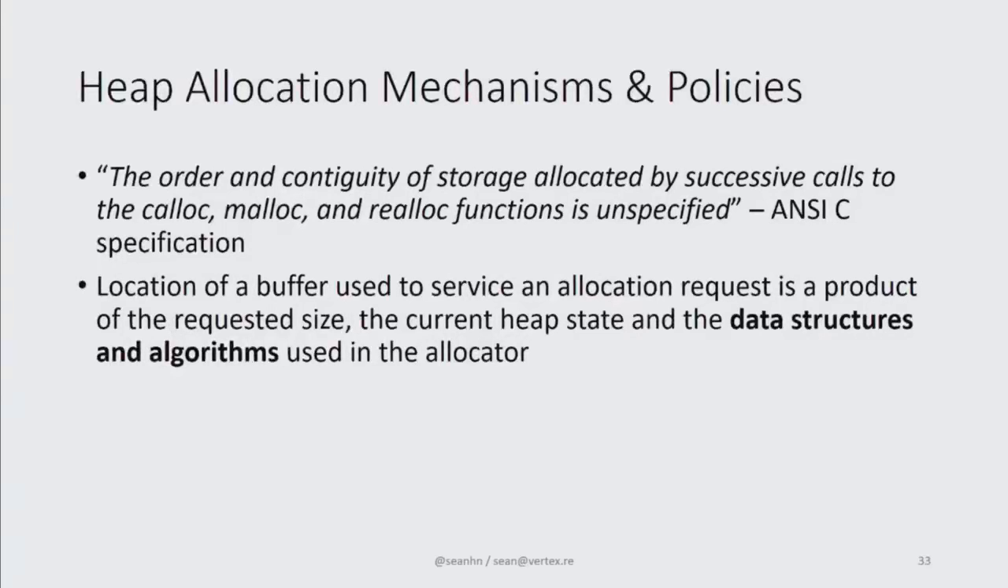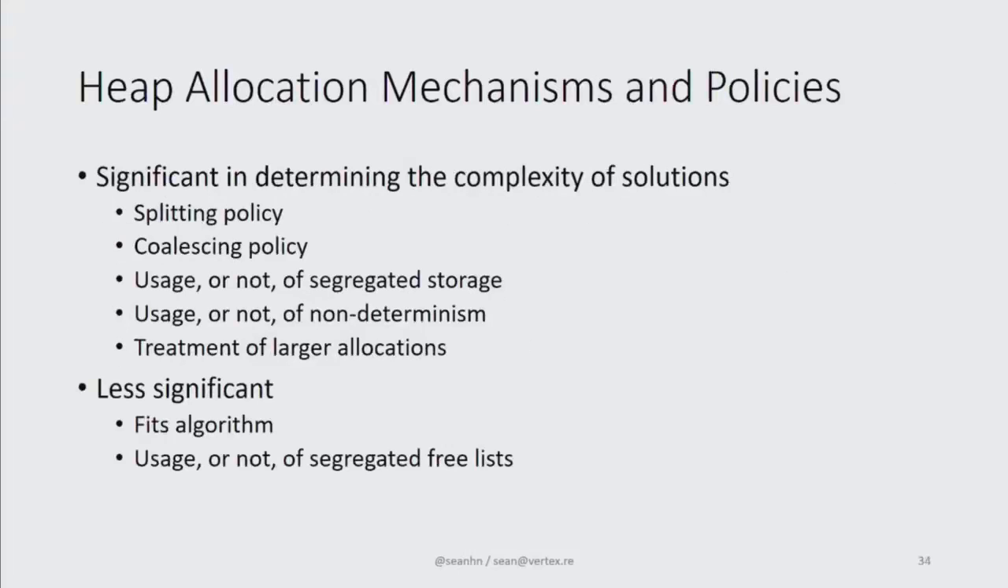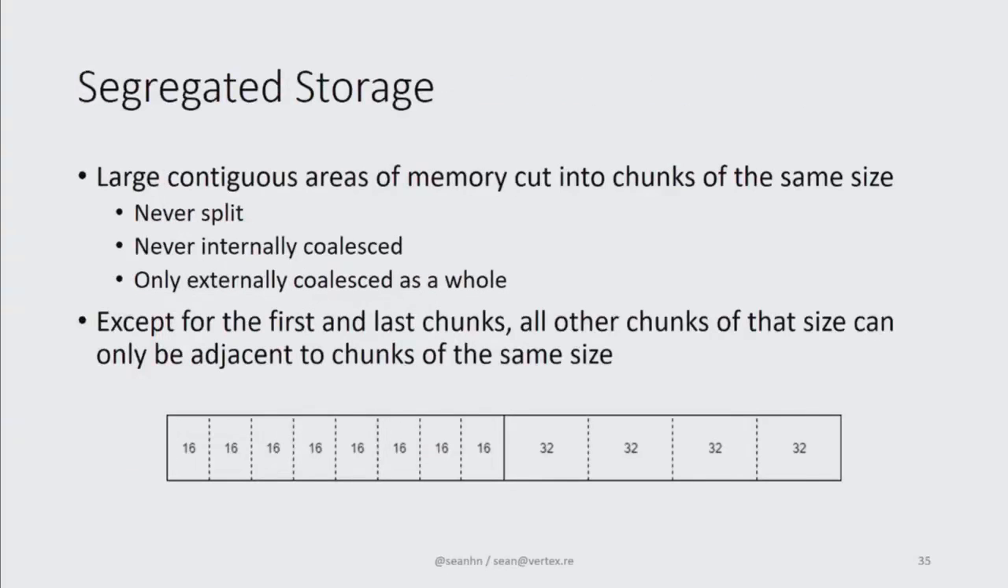Okay, so as I mentioned, allocators have vastly different design strategies, and they use vastly different data structures and algorithms. There are a number of different design decisions that an allocator developer can make, which can make the process of laying out a heap more or less difficult. There are a few here which I've listed that are significant, some that are less significant. I'm not going to go into any of these except for one, because it is by far the dominant factor in determining the difficulty of this type of problem. And that is whether or not an allocator uses segregated storage.